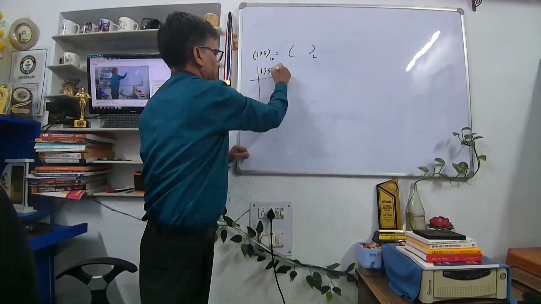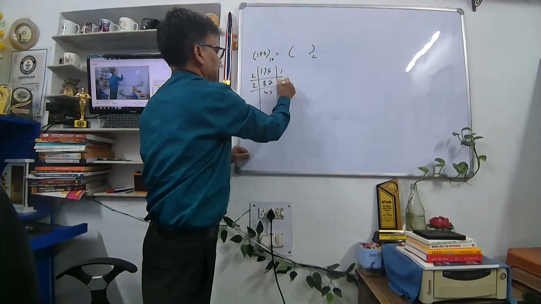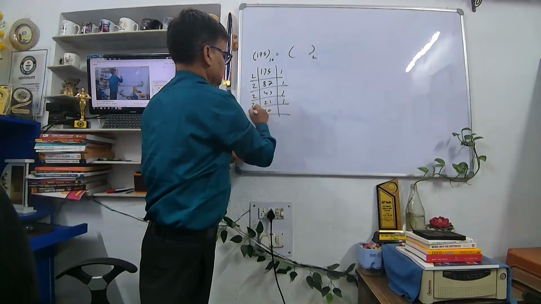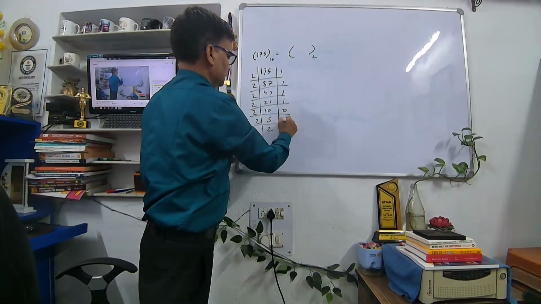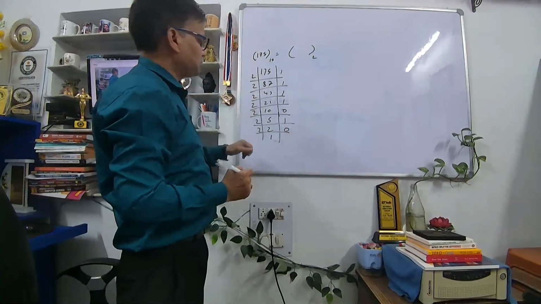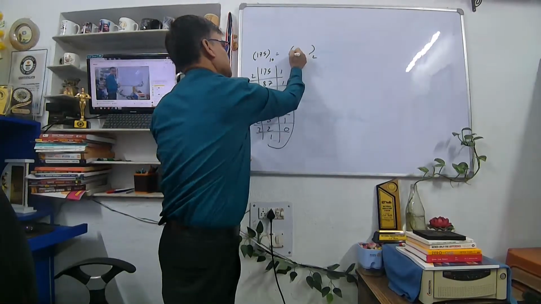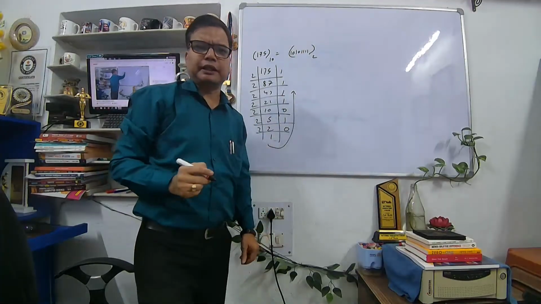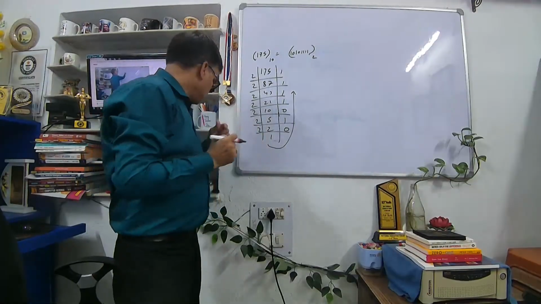175, we divide by 2: 87 remainder 1, 43 remainder 1, 21 remainder 1, 10 remainder 1, 5 remainder 0, 2 remainder 1, and 1 remainder 0. So when we convert this 175 to binary, it comes like this: 1 0 1 0 1 1 1 1. So this is the decimal to binary conversion. We can directly convert a decimal number to a binary number.